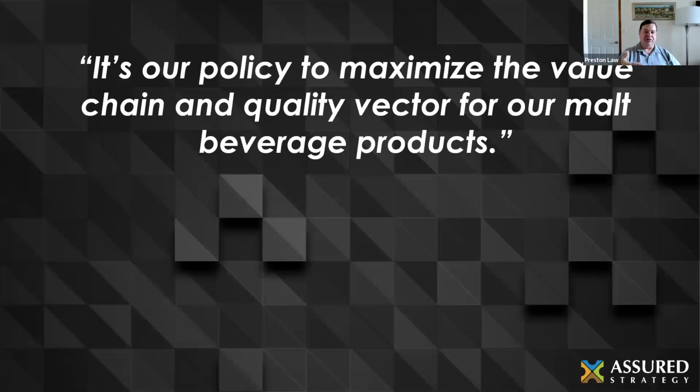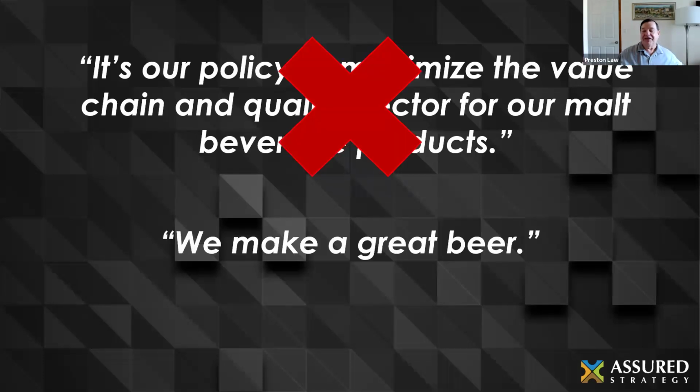Okay. Use real language when you're communicating. To say something like, it's our policy to maximize the value chain and quality vector for all our malt beverage products is really, we make a great beer. You don't have to use a lot of words. The fewer words you use, the easier it is to communicate. And by the way, ChatGPT is really great for this. You can ask it, I need to communicate this to a sixth grader. Please take this and put it at a sixth grade reading level.